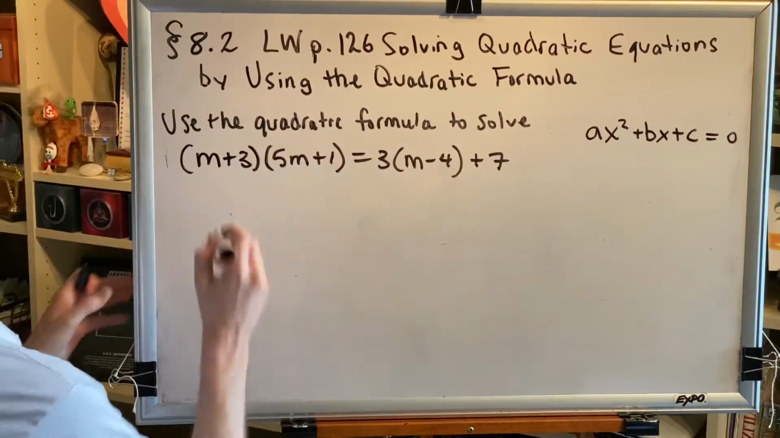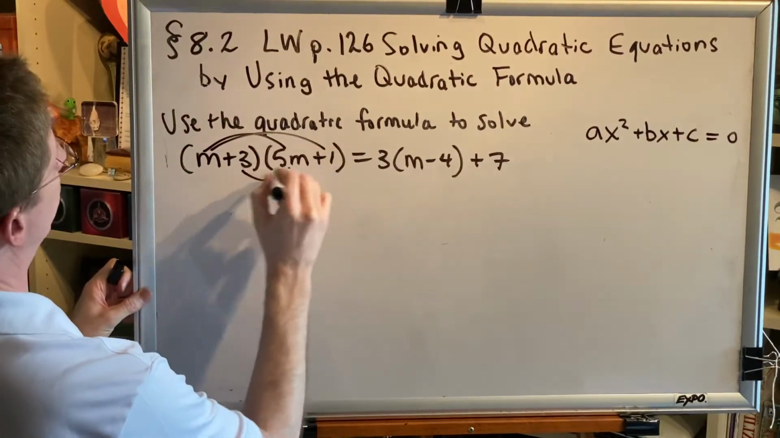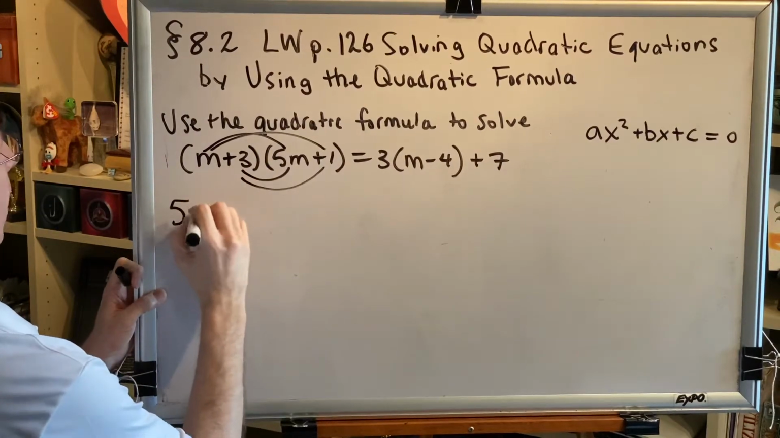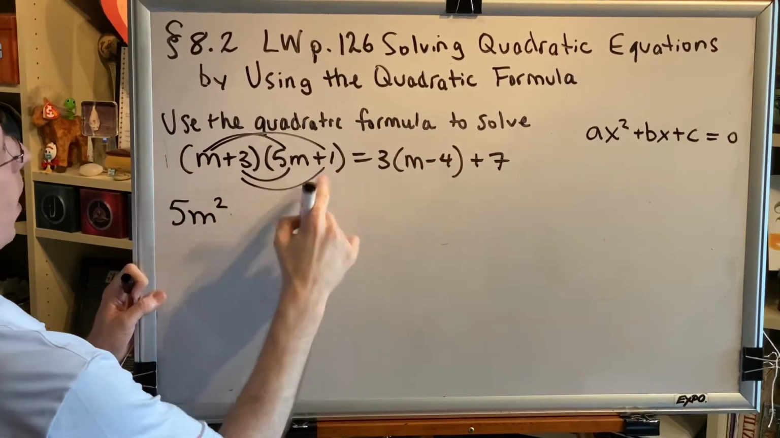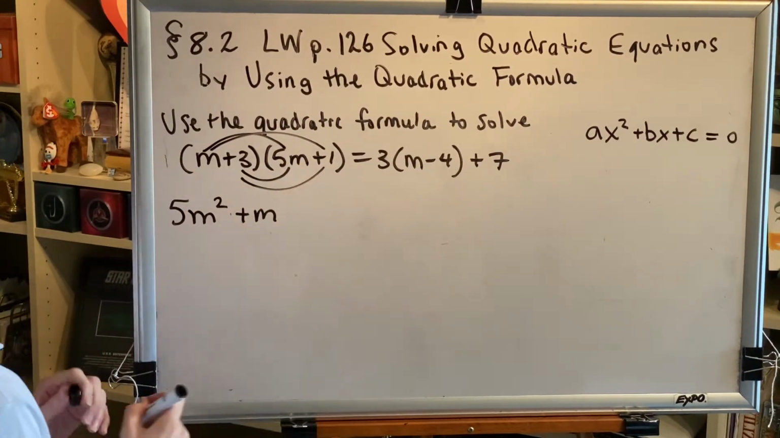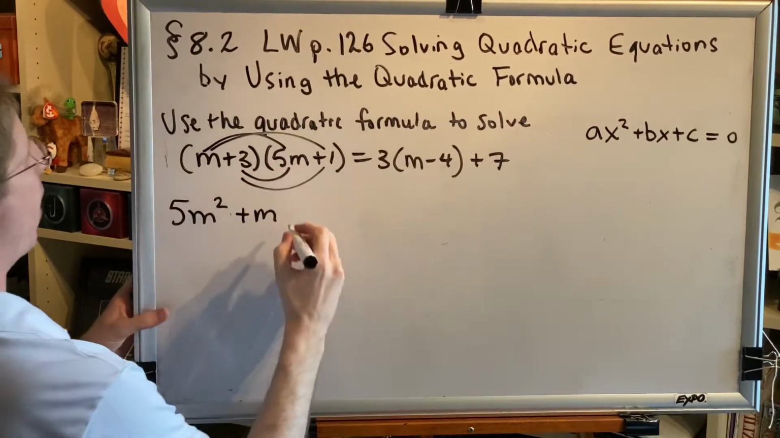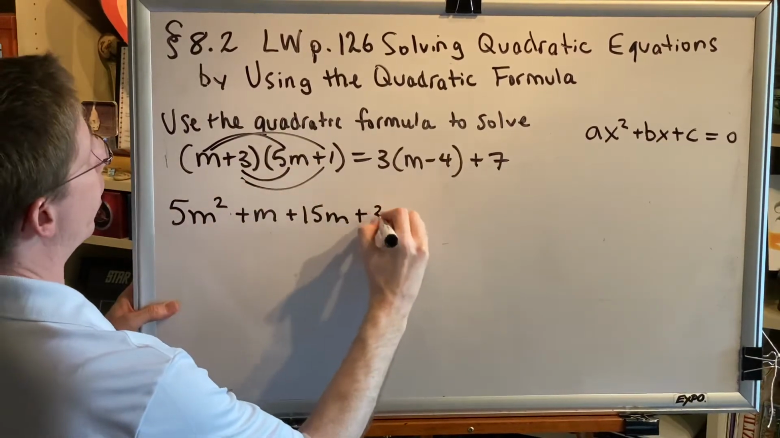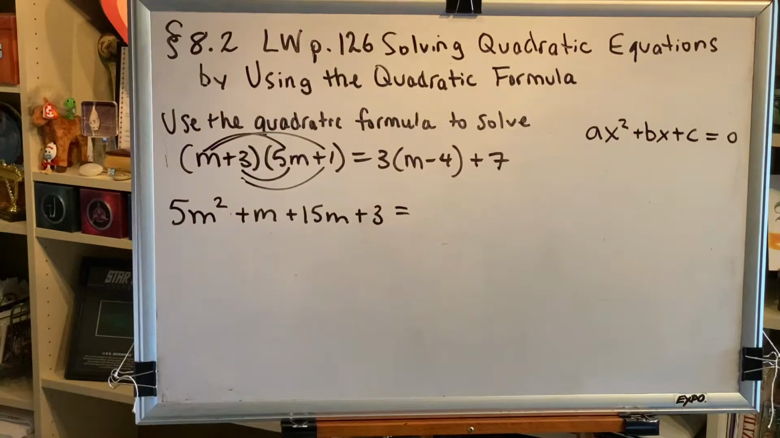All right, let's proceed. We're going to FOIL on the left-hand side. M times 5m is 5m squared. M times 1 is m. And because everything here is positive, we're going to have all plus signs. 3 times 5m is 15m. 3 times 1 is 3. All right, so there's our FOIL on the left side.